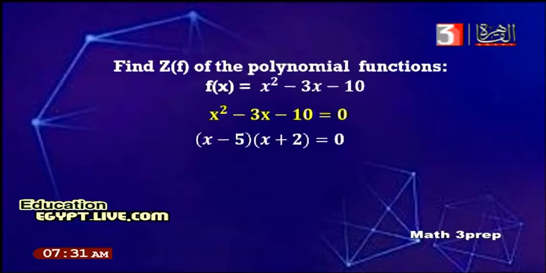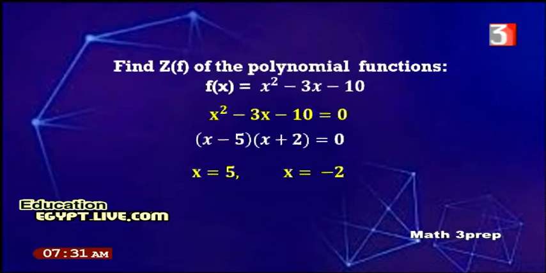Now you have two terms multiplied by each other equals 0. It means either the first one equals 0 or the second one equals 0. So we can say that x minus 5 equals 0 or x plus 2 equals 0. In this case, the value of x will be 5, and the other value of x will be negative 2. Here we can say that the set of zeros of the function f equals 5 and negative 2.